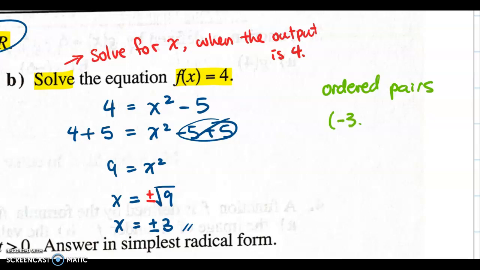When x is equal to negative 3, y is equal to 4. And when x is equal to positive 3, y is also equal to 4. Sorry, I think I said negative, positive 4. So it's still a function because the input value is not being repeated, only the output.